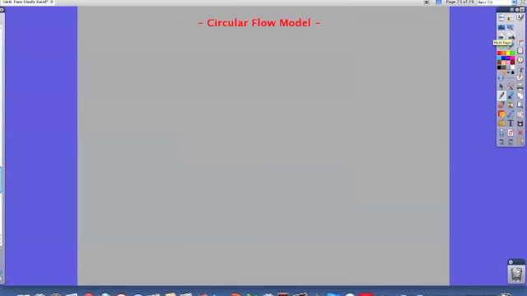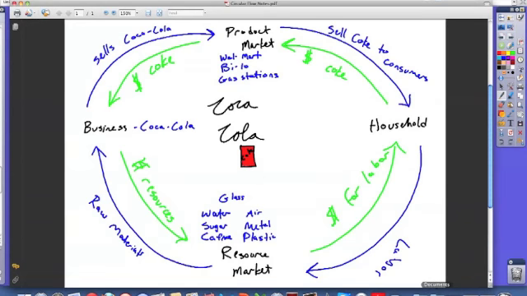Okay, this is your circular flow model. So real quick, I'm going to pull up one circular flow model I already have drawn to save a little time. Okay, if you look here, this is a circular flow model for Coca-Cola. For those of y'all that were in the class when I drew this, yes, that is the Coca-Cola logo, and yes, it's awesome. But here's how it works.